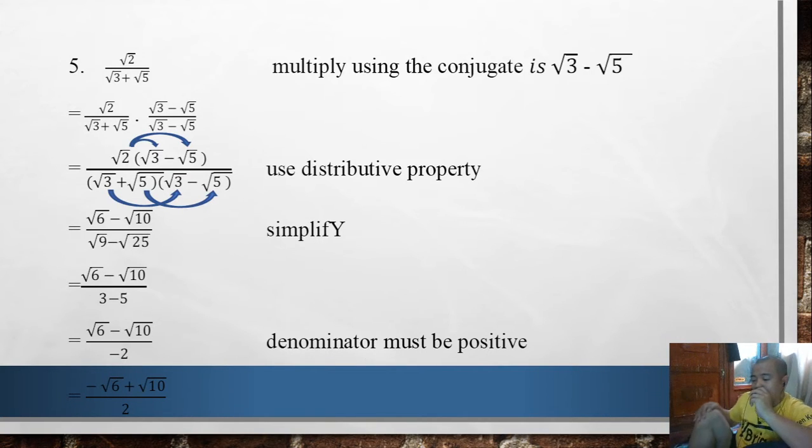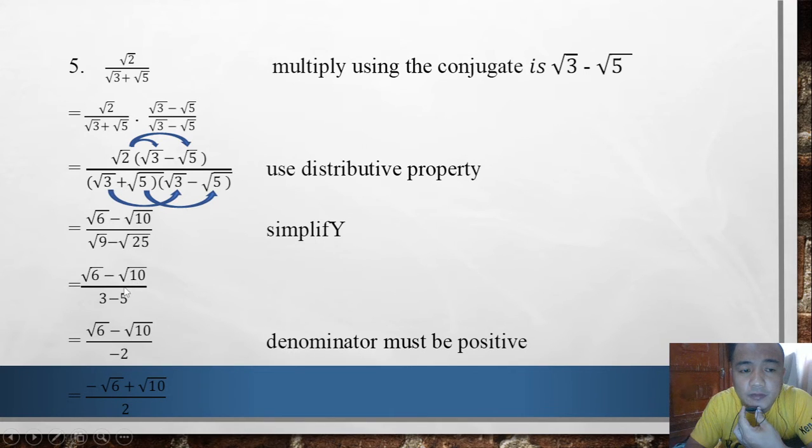How about this? How do we rationalize this? There are radicals in the denominator. Actually, it's a binomial. Square root of 2 over square root of 3 plus square root of 5. So we just multiply by its conjugate. The conjugate is square root of 3 minus square root of 5. So that's easier for us to multiply.